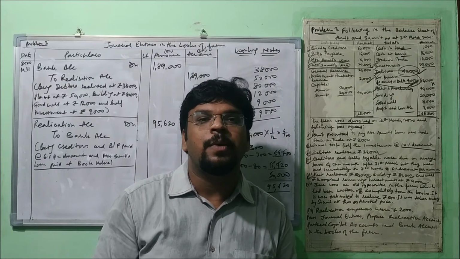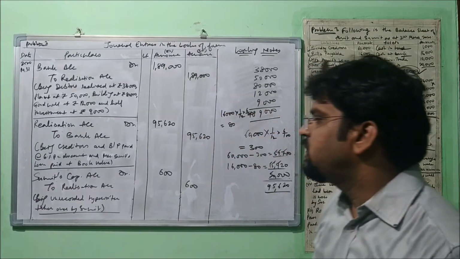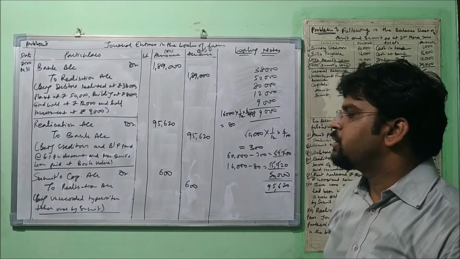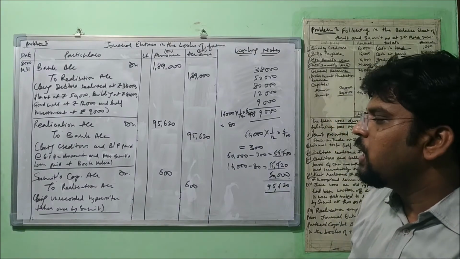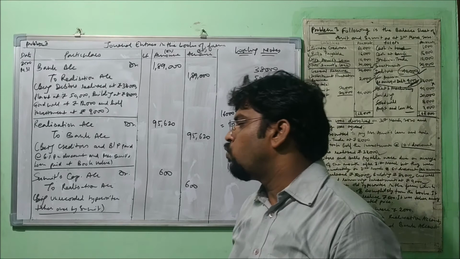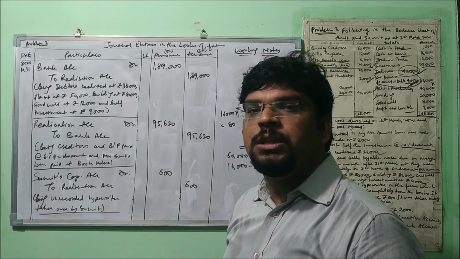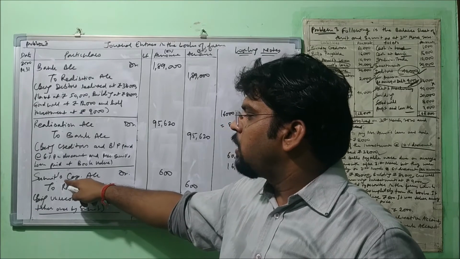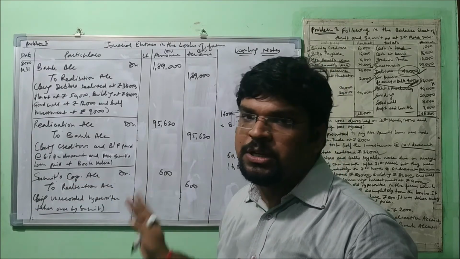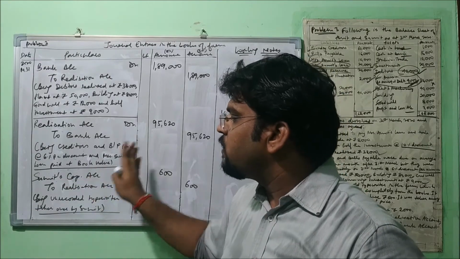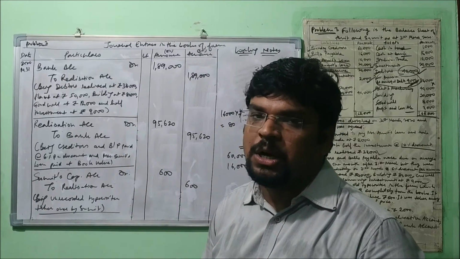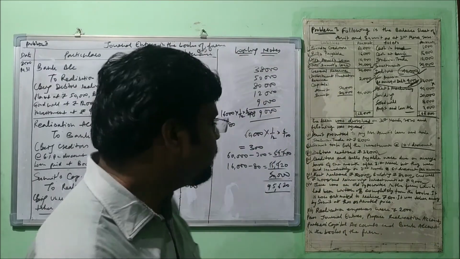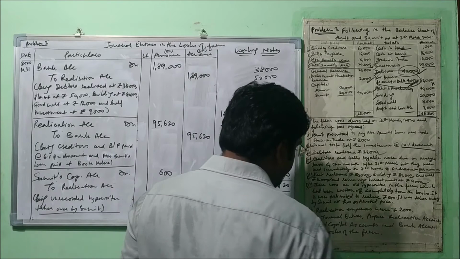So what entry will be passed here? Have a look here. Sumit's capital account debit to realization account 600. Being unrecorded typewriter taken over by Sumit. Had it been realized in cash, then we would have passed the entry cash or bank account debit to realization. But here the partner has taken it, that is why we have debited partner's capital account. Alright, now let's move further. This point is also over.